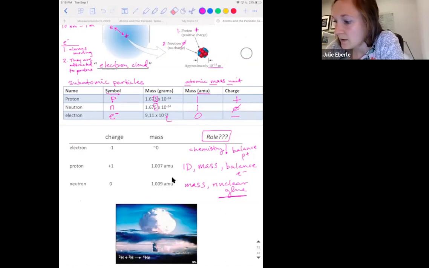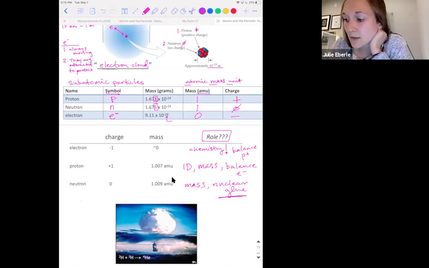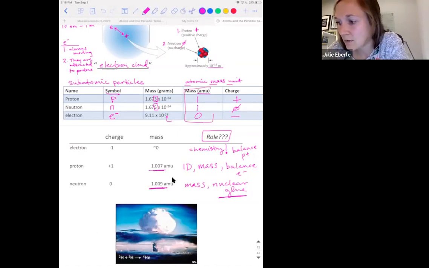Okay, so know the roles of these subatomic particles, know their charges, their mass in AMUs, and you might look here, yes, there are decimals, and these will actually be important when we talk about isotopes, because when we come up with the exact mass of any element, we do take into account that there's decimals here. But I don't want you to memorize these numbers. You just need to know their mass in AMU as a nice round number, 1, 1, and 0 if you're an electron.